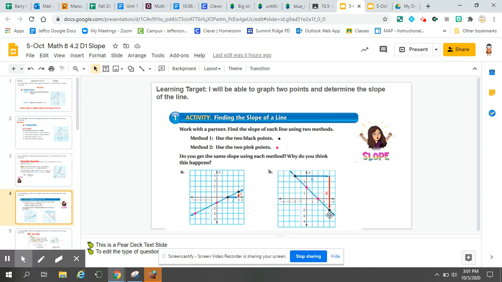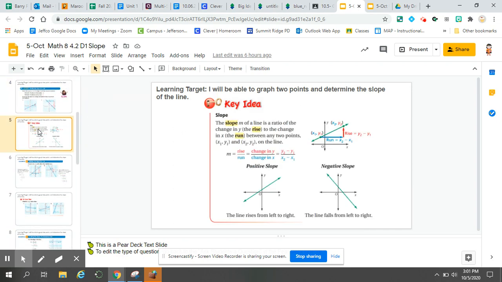Letter B, the black points, change in y goes up and down. That would be -6. Your run, which goes left and right, is 6. Change in y over change in x, -6/6. Method 2 says, now you connect the points that are pink and create your slope, copying the black points.